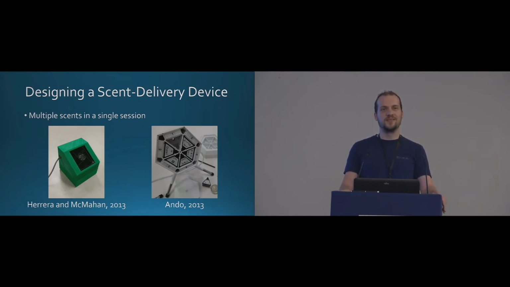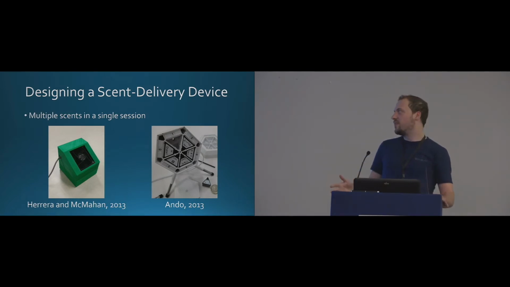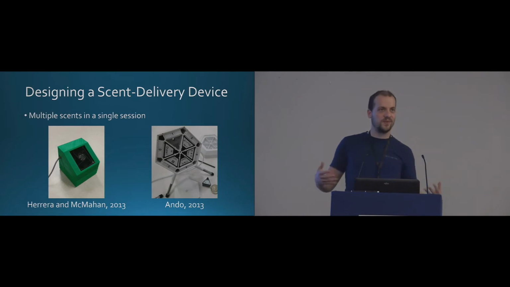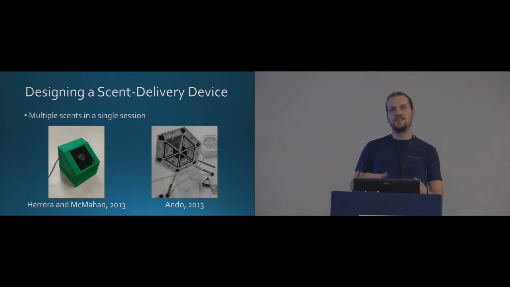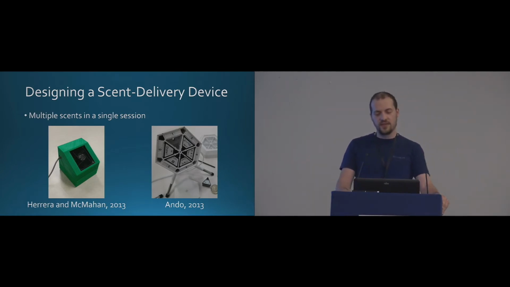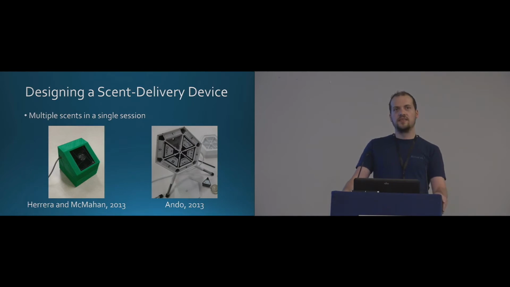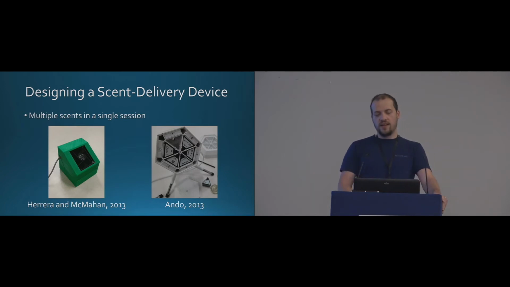And finally, in olfactory HCI, we don't want the user just to receive one smell all the time, because it's very hard to do interaction with one smell. So there is a need to have multiple scents within one session and also to exchange them between the sessions. And on the right, we can see a device which contains 6 scent cartridges, whereas on the left, there is a device with only 1 scent cartridge.